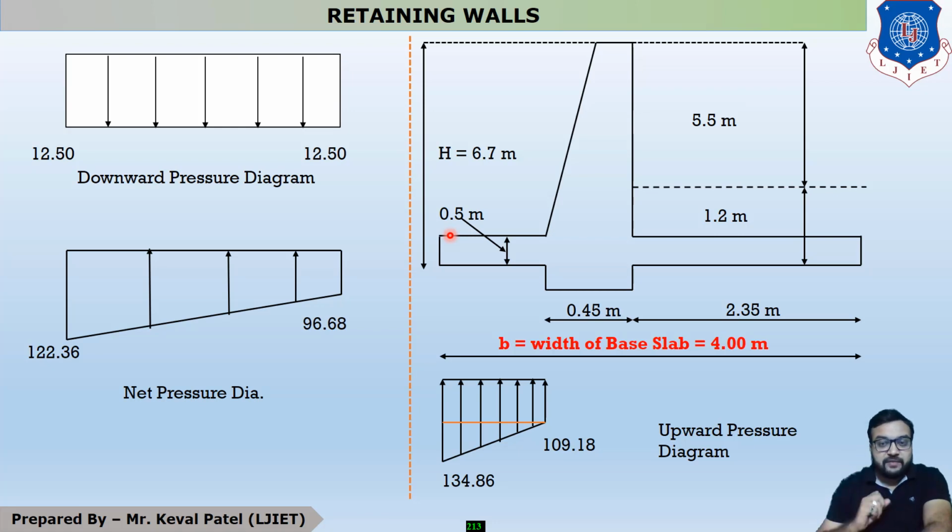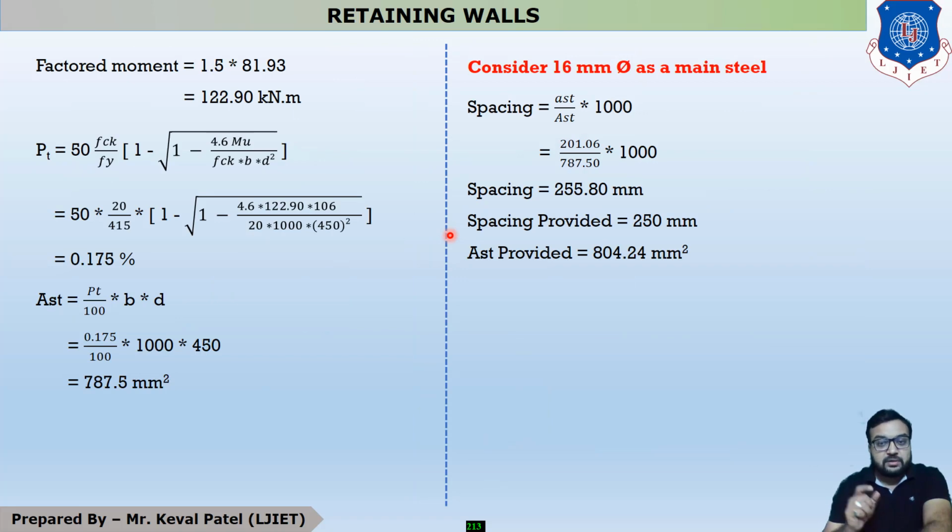So what is the value of effective depth? The value of effective depth is capital D minus effective cover. We assume our effective cover as 50 mm. So we will get small d as 450 mm. After putting all these values, we calculate PT equal to 0.175 percent.